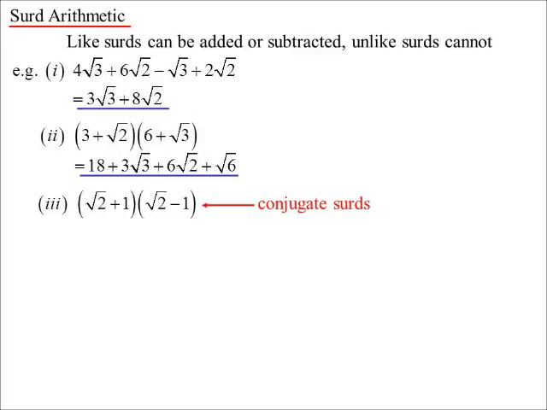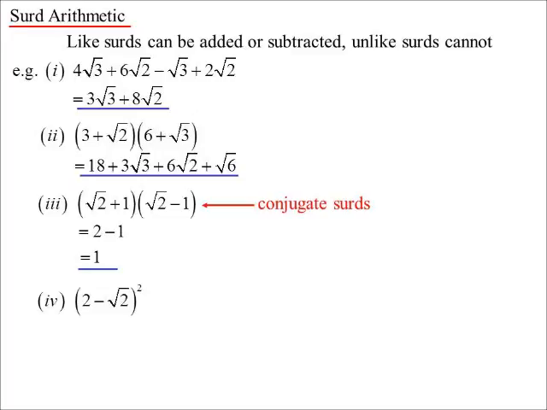And that is what we call conjugate surds. But conjugates are basically when you have the same expression, it's just the sign in the middle has changed. So we call those conjugates. That's 2 minus 1. Yes, it's 2 minus 1, not 4 minus 1. Common mistake. And that is just 1.